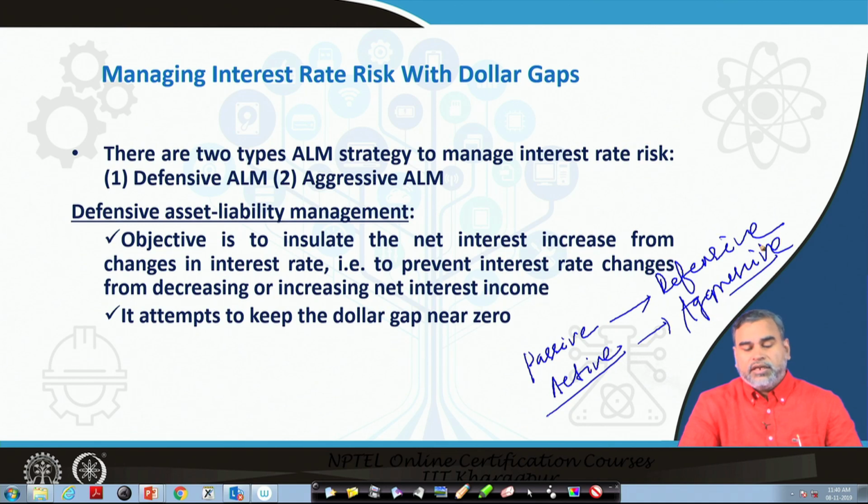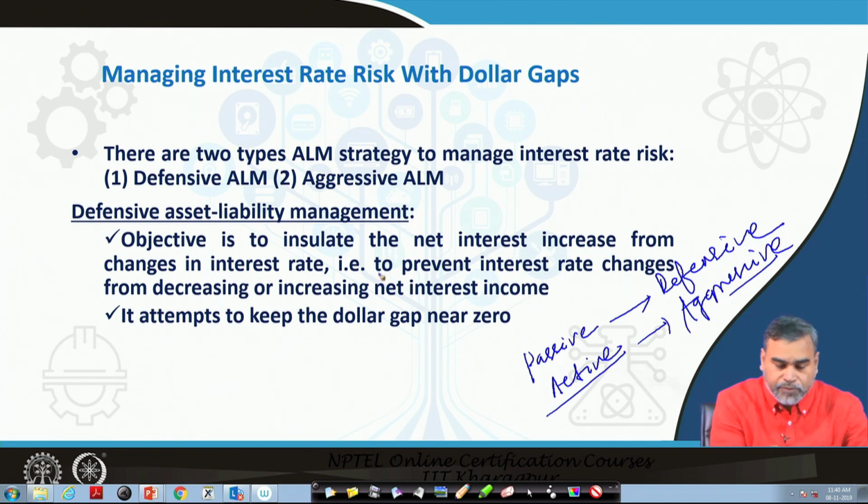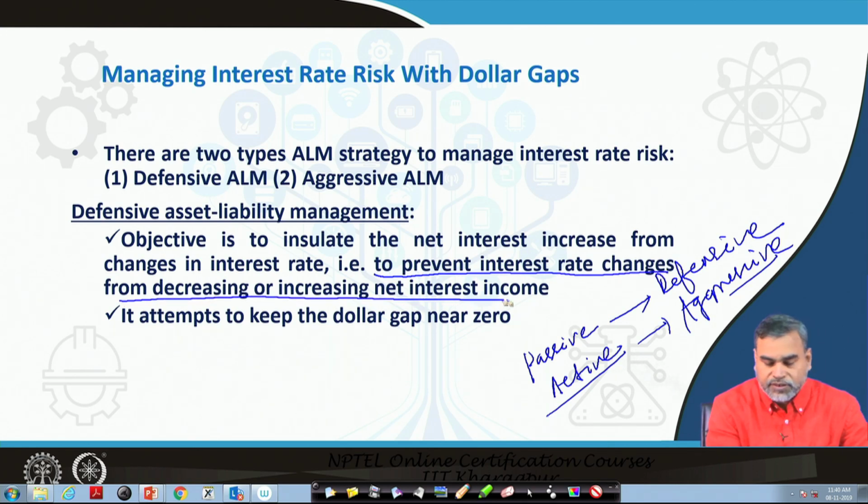So, here basically what we are talking about, the objective is that we are not going to increase or decrease our net interest income due to the change in the interest rate. Whatever way it is, that has to be kept to insulate the net interest income from changes in interest rate. That means to prevent the interest rate changes from decreasing or increasing the net interest income. Second line, if you see minutely, it is basically to prevent the interest rate changes from decreasing or increasing the net interest income.